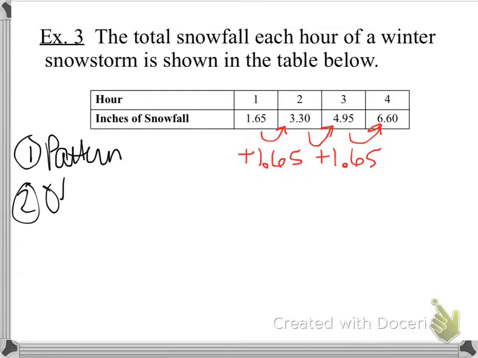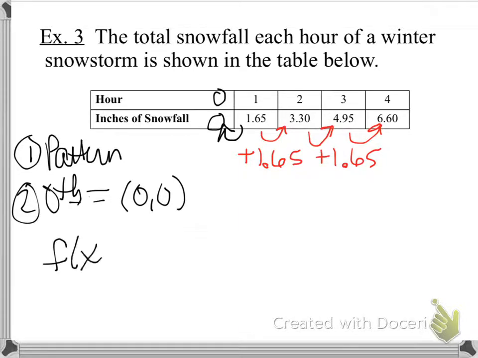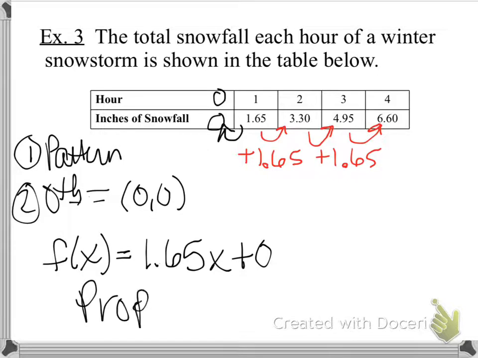For the zeroth term, you work backwards, so you subtract 1.65 and you end up at 0. Notice that this pattern, if you graph those ordered pairs, is going to end up at 0, 0. That makes it proportional, and your function is f of x equals the pattern, which is 1.65x, and you can put the plus 0 or you don't have to. It's up to you. So this one is proportional.